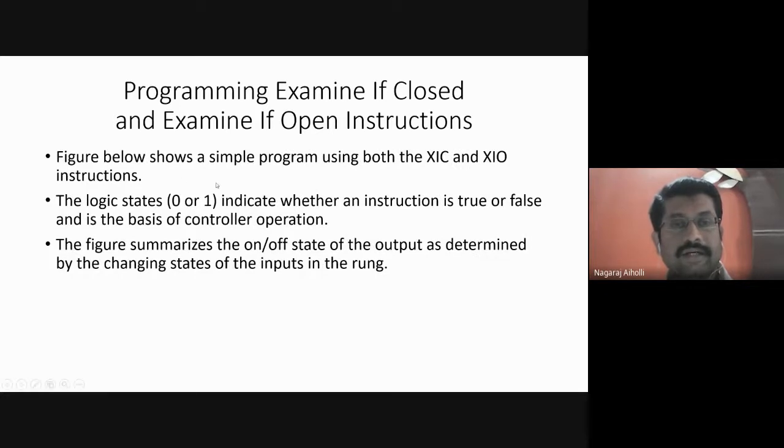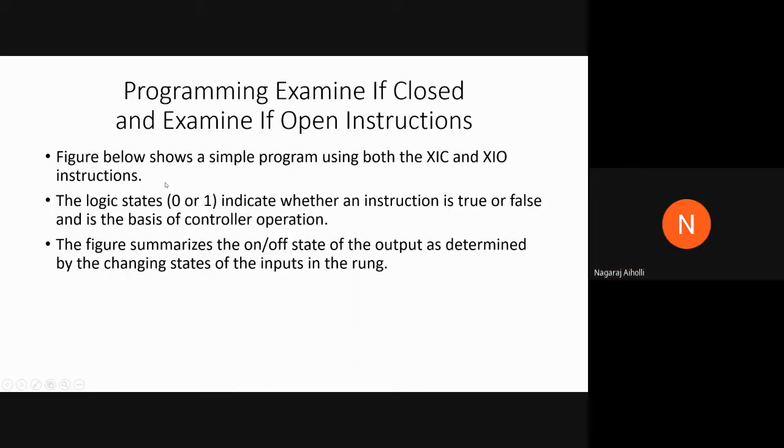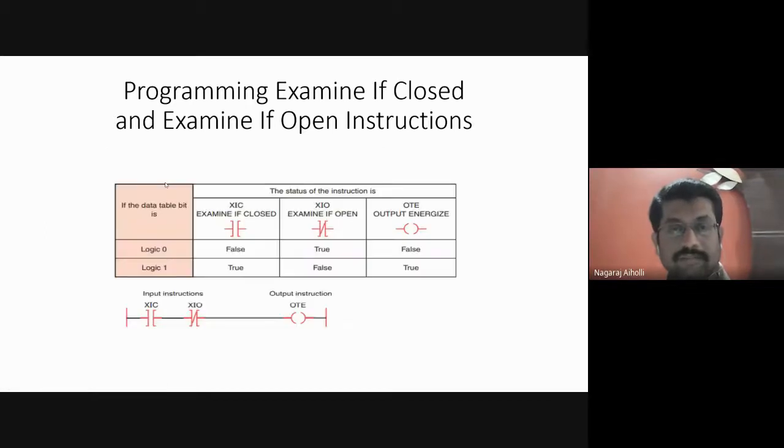In the next figure, it shows a simple program using both the XIC and XIO instructions. Let us look into that. Look at the bottom figure here. XIC, XIO, both are shown. Now tell me, students, under what condition will the OTE, the output instruction or output coil connected here, be turned on? Under what condition for XIC and XIO? Think and tell me.